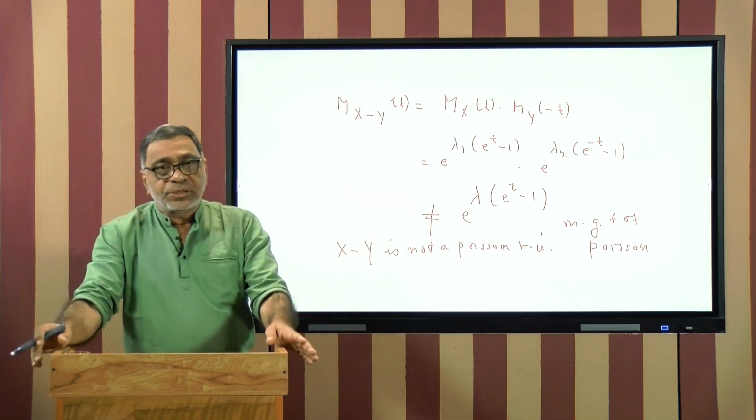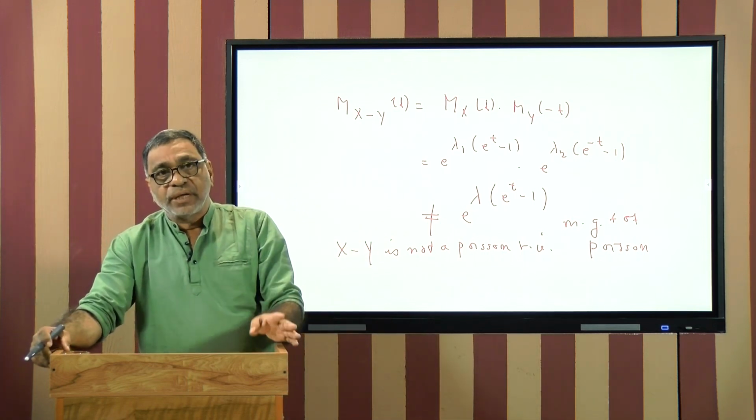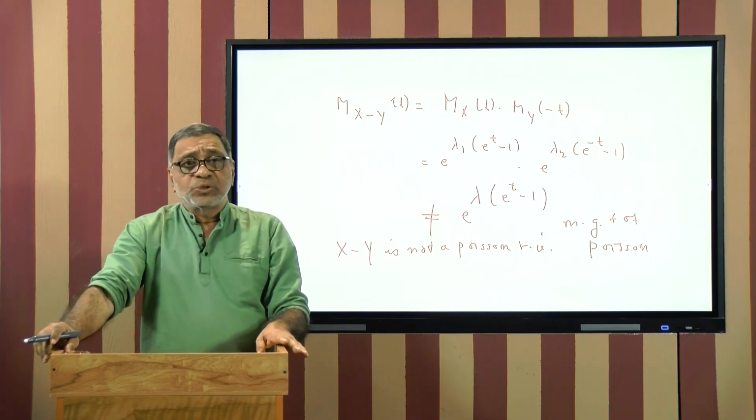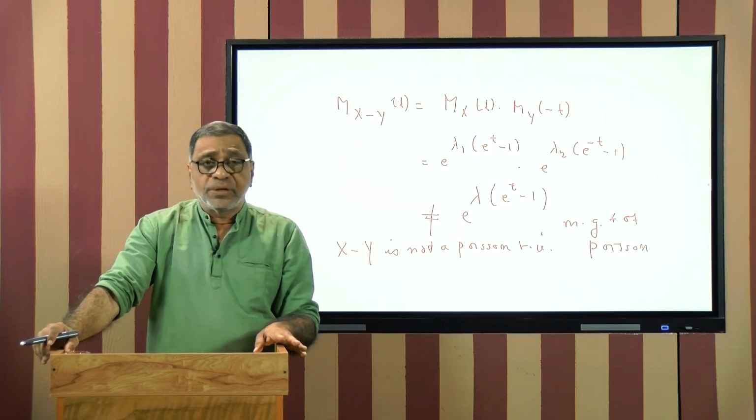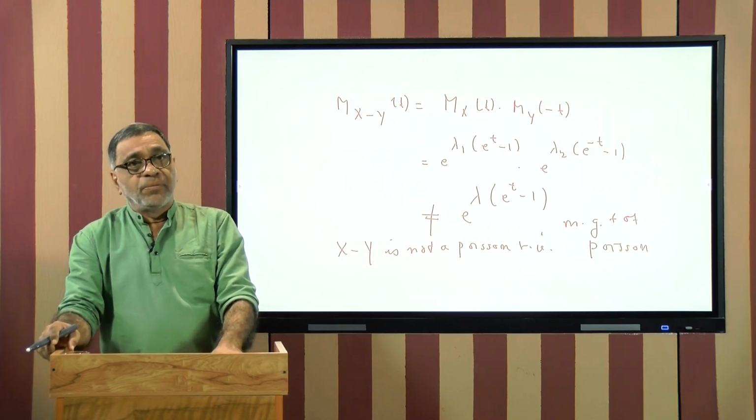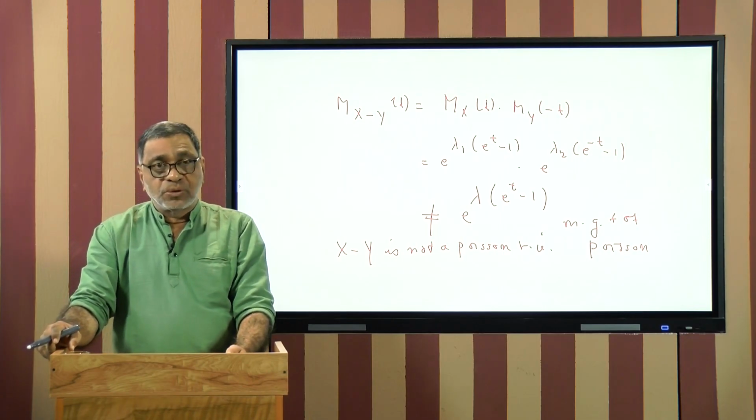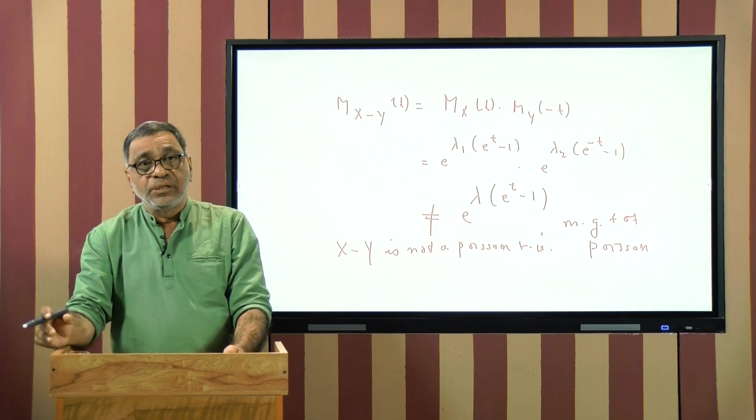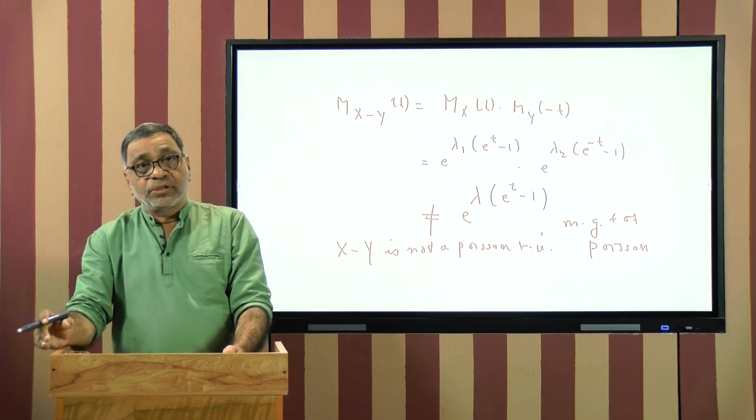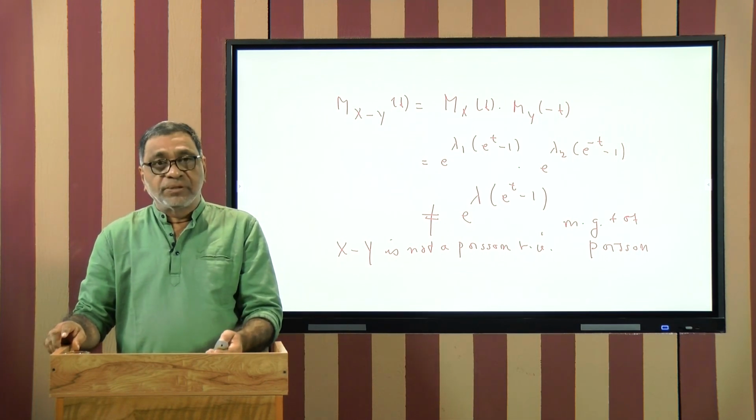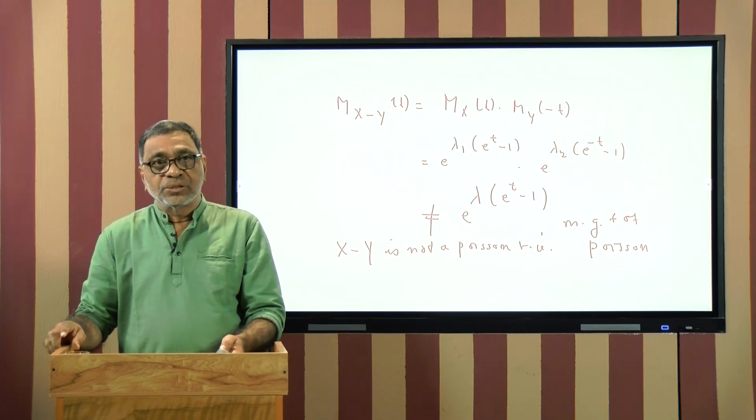So, it is very easy to establish that if X and Y are two independent Poisson random variables, the sum of the Poisson random variables follows a Poisson distribution, but the difference of the random variables need not be Poisson distributed. This is established using the application of the moment generating function of the Poisson random variable. And now, we consider some more problems related to the Poisson distribution.